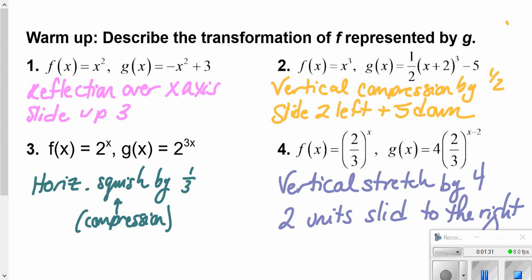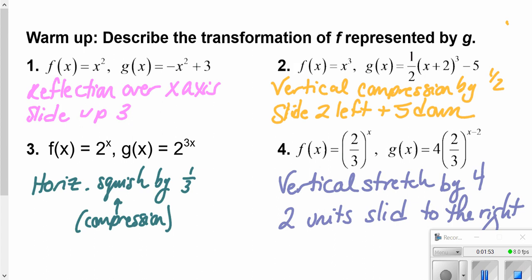In number 1, you should have said a reflection over the x-axis and a slide up of 5. In question 2, that 1/2 is going to squish the graph in a vertical direction. So you might have said a squish, or you might have said a scale factor change of 1/2 or something like that. And then you slide to the left 2 and down 5.